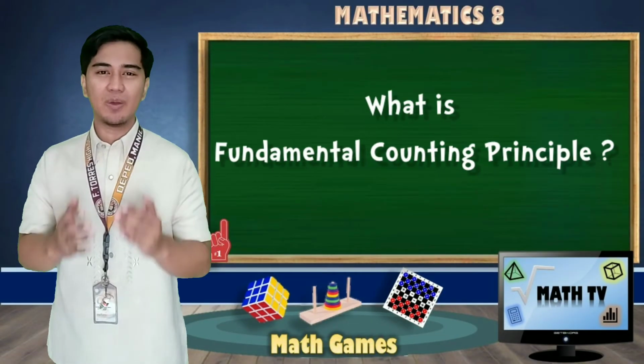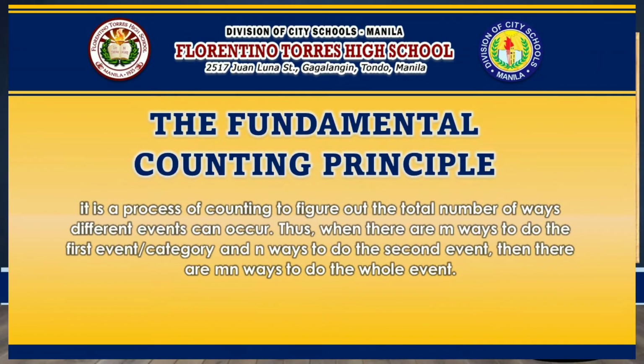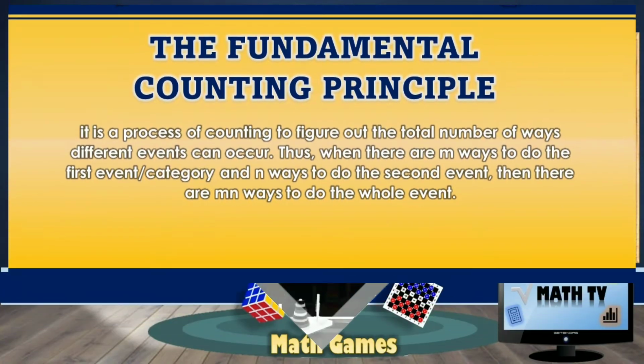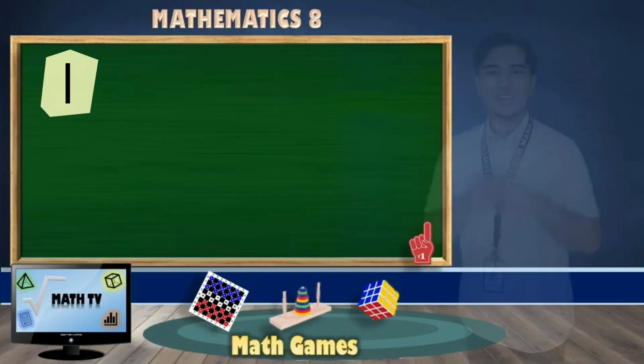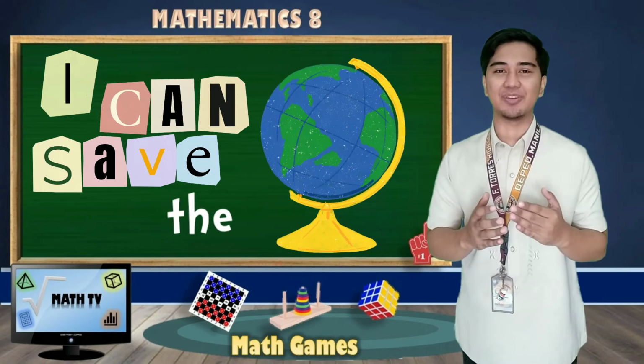Let's define what the fundamental counting principle is. It is a process of counting to figure out the total number of ways different events can occur. Thus, when there are m ways to do the first event or category and n ways to do the second event, then there are mn ways to do the whole event. So let's have our activity to know more about fundamental counting principles.